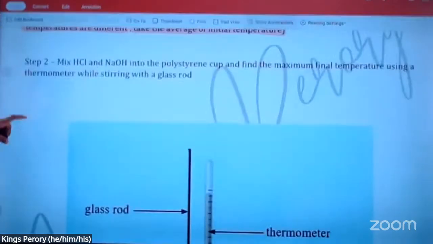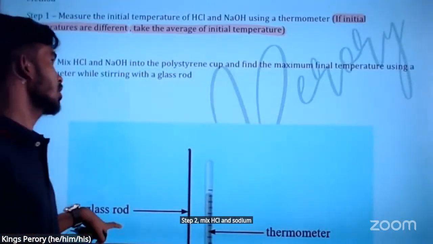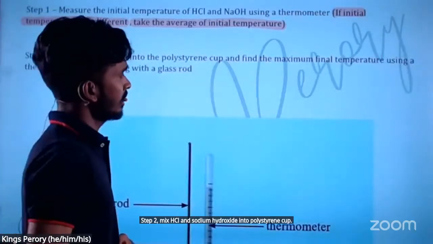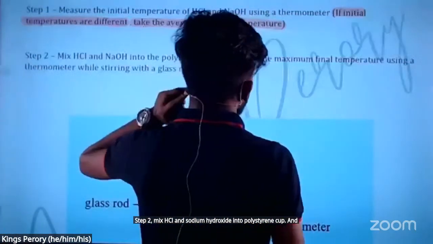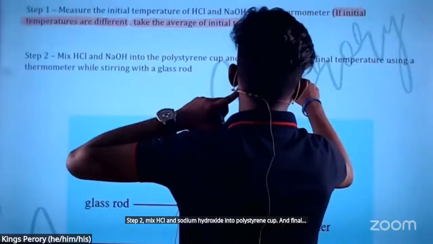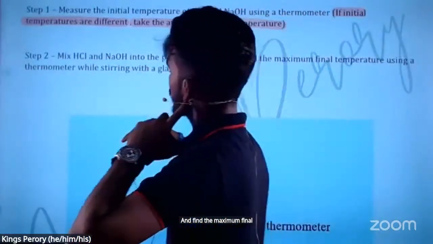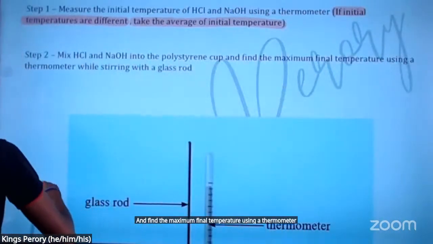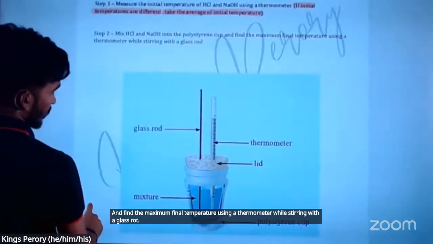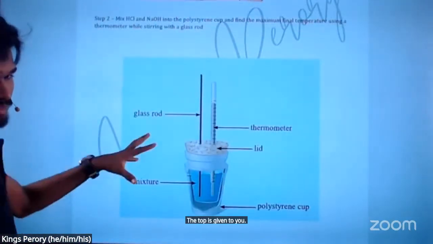Step 2: mix HCl and sodium hydroxide in a polystyrene cup and find the maximum final temperature using a thermometer while stirring with a glass rod. The setup is given to you. This is the setup.